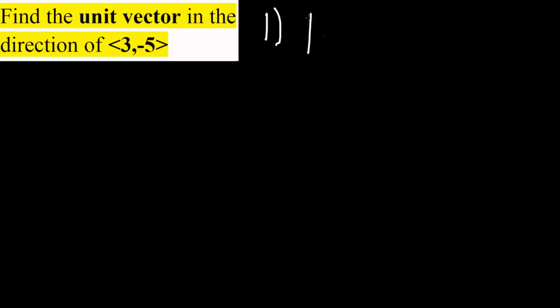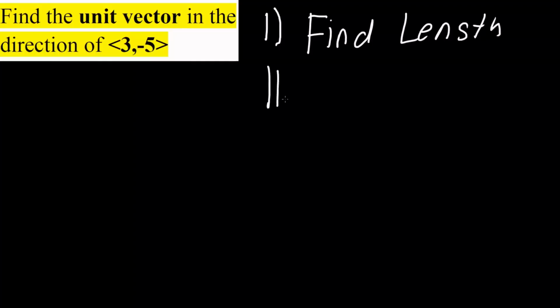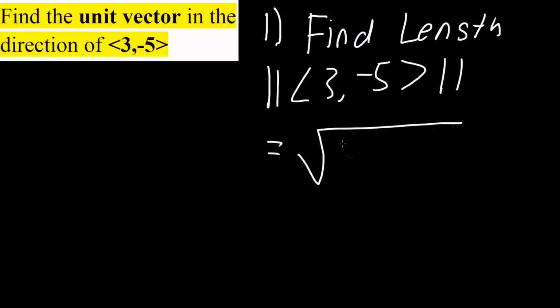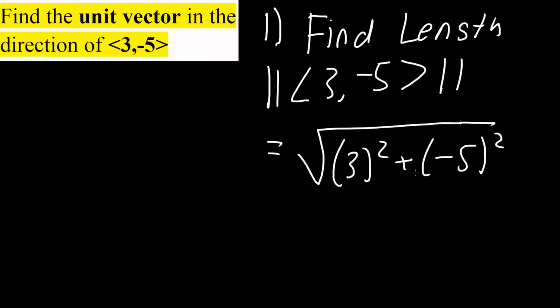So we want to find the length. And so we say we want the length of the vector 3, comma, negative 5. And so the length would be the square root of 3 squared plus negative 5 squared. So this would be 9 and this would be 25. 9 plus 25 is 34. So this would be the square root of 34.